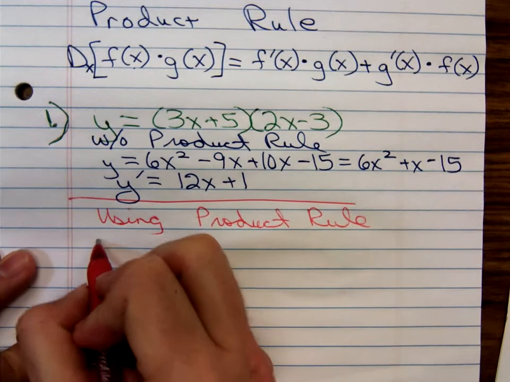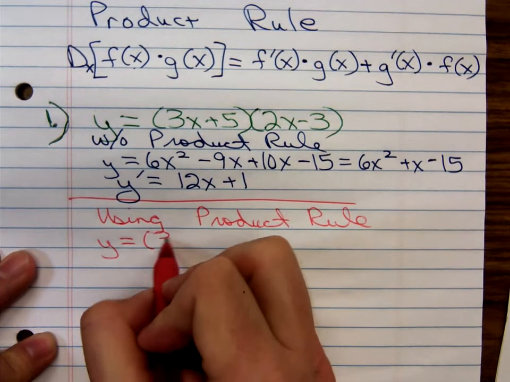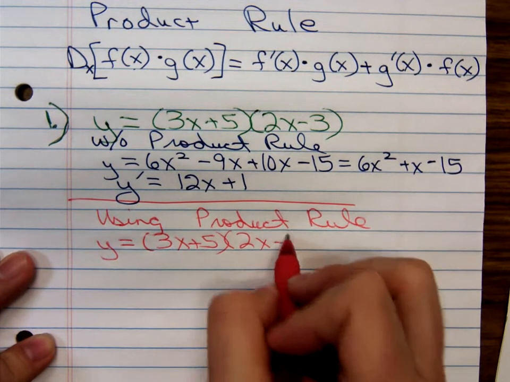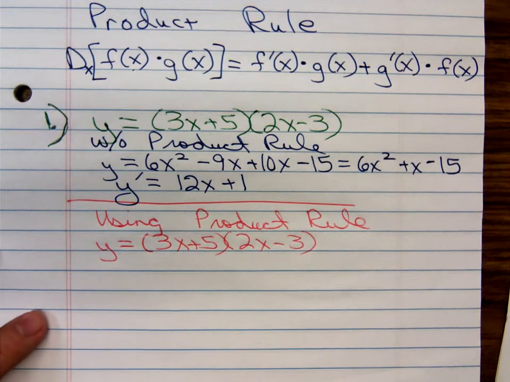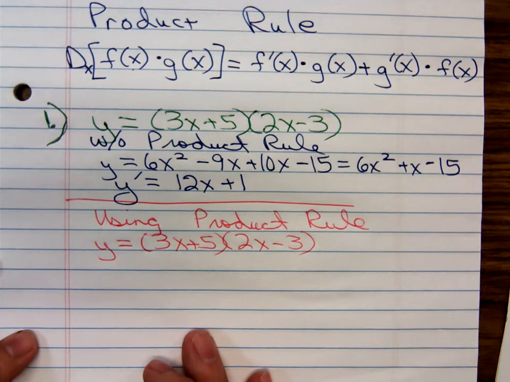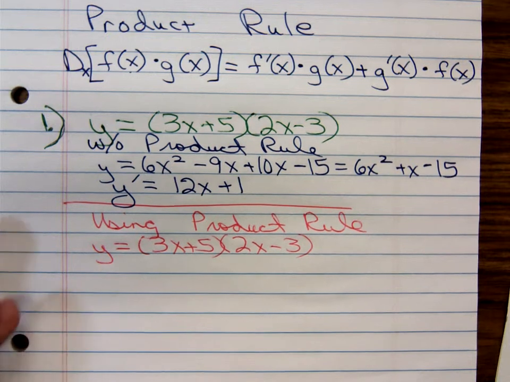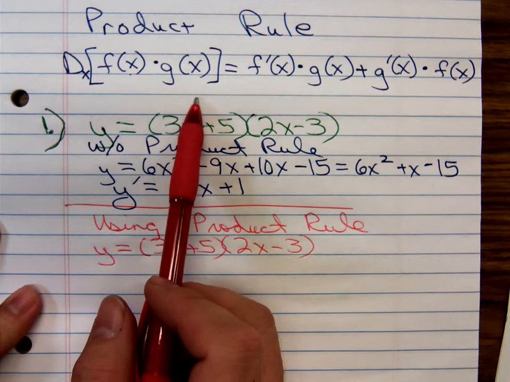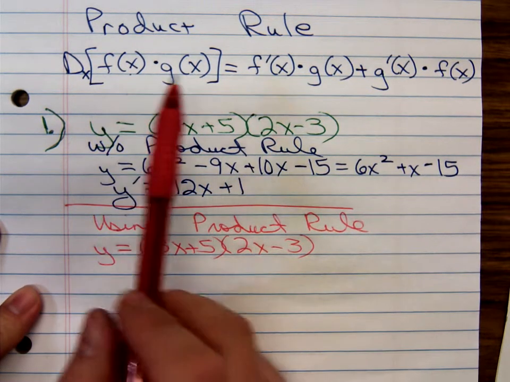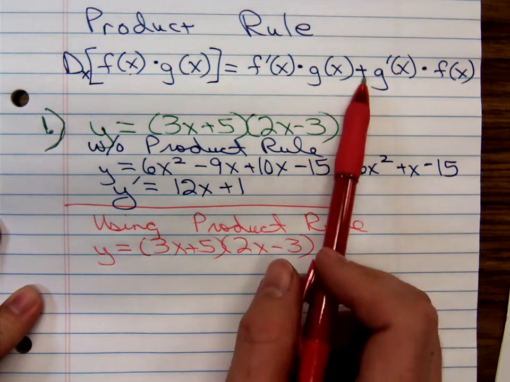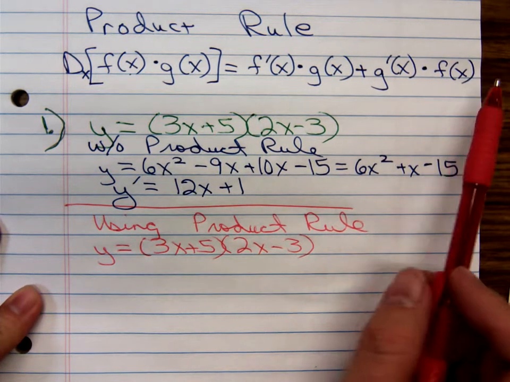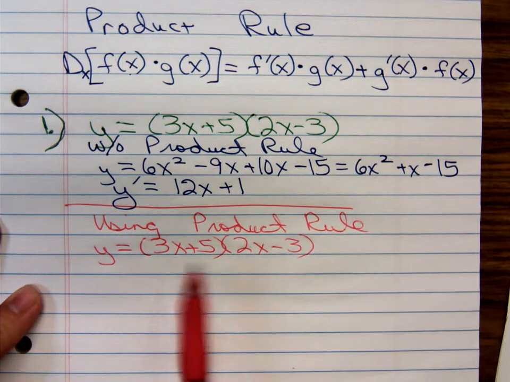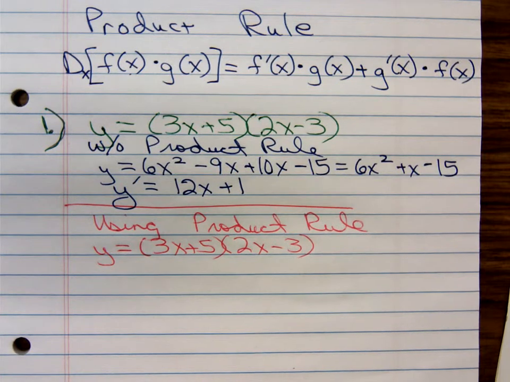Let me recopy the problem. Y equals 3x plus 5 times 2x minus 3. If you're differentiating a product, it's the derivative of the first factor times the original second factor plus the derivative of the second factor times the original first factor. We're going to need to know the derivative of 3x plus 5 and 2x minus 3. So let's do that. Let's differentiate.